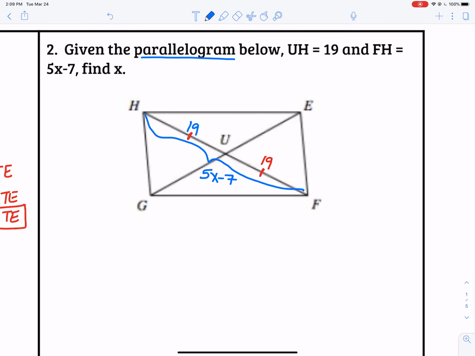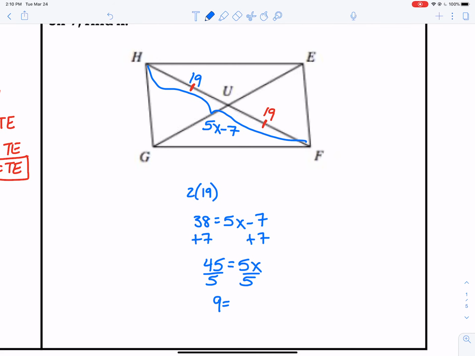So in order to find x, we need to say 19 times 2, or 38, would equal the total, which is 5x minus 7, and then we can solve for x. So I'm going to add 7 to both sides and get 45 is equal to 5x, and then just divide both sides by 5. And we get 9 equals x. And that is all they were asking for, so I don't need to plug that back in anywhere. All right, let's look on the next page.